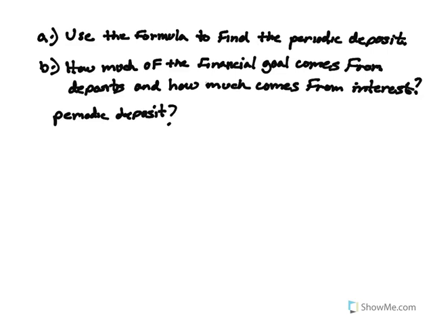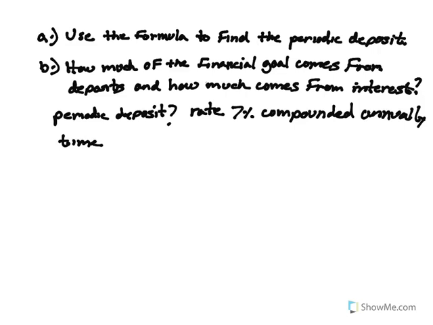And then some information, the rate is going to be assigned to 7% compounded annually. And the time is going to be for 16 years. And the financial goal will be 130,000. Okay? So we need to use a formula.